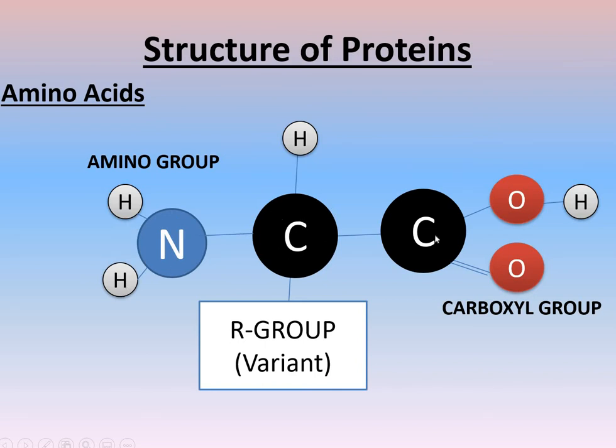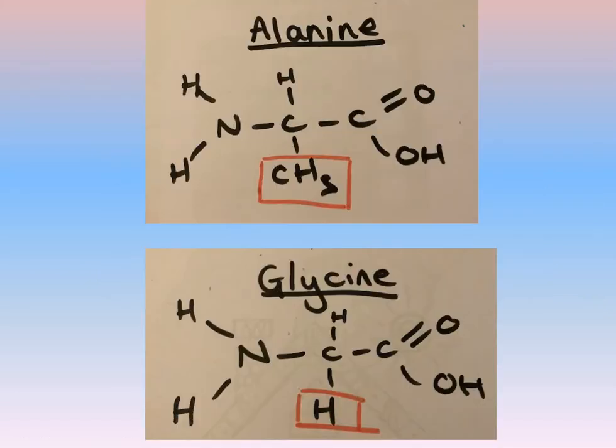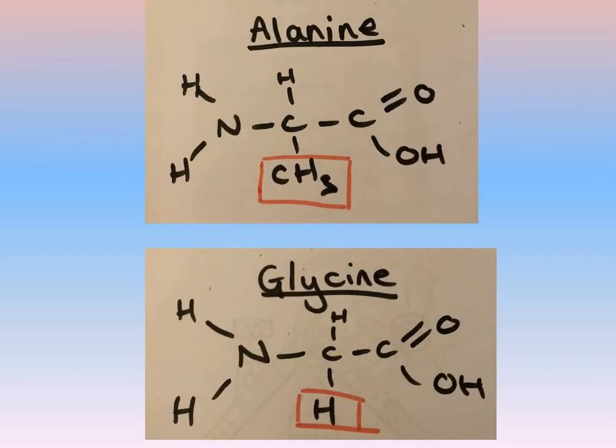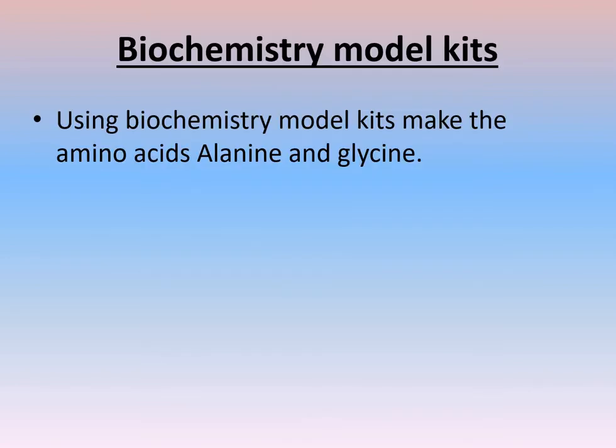So you've got your central carbon, your carboxyl group, your amine group, a H, and the R group, which is different between each amino acid. As some examples of R groups, alanine has the R group CH3, whereas glycine has the R group H. So what you could do if you have a biochemistry model kit is make up the amino acids alanine and glycine, and then you could try and eventually join them together via a condensation reaction, taking the water molecule away.